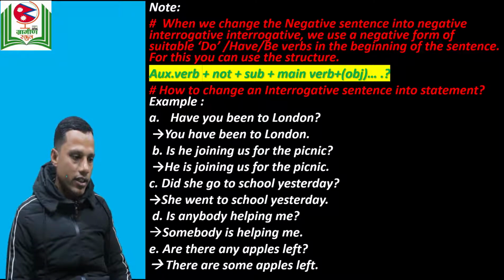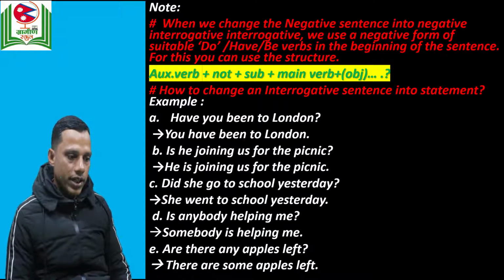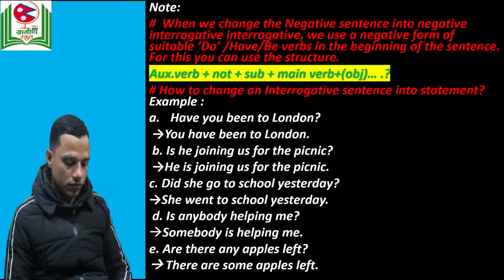Now number D. Is anybody helping me? This is also in question form. So let's change this into a statement. You can simply do it. Somebody is helping me. Number E. Are there any apples left? Now you can change it into a statement as, there are some apples left.